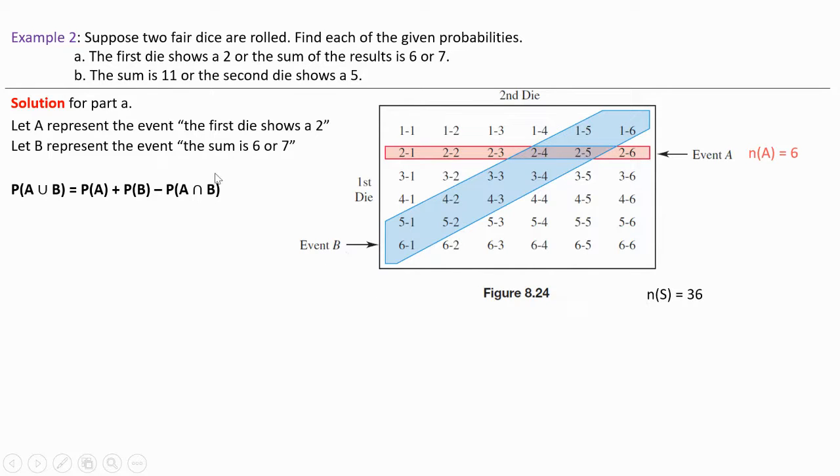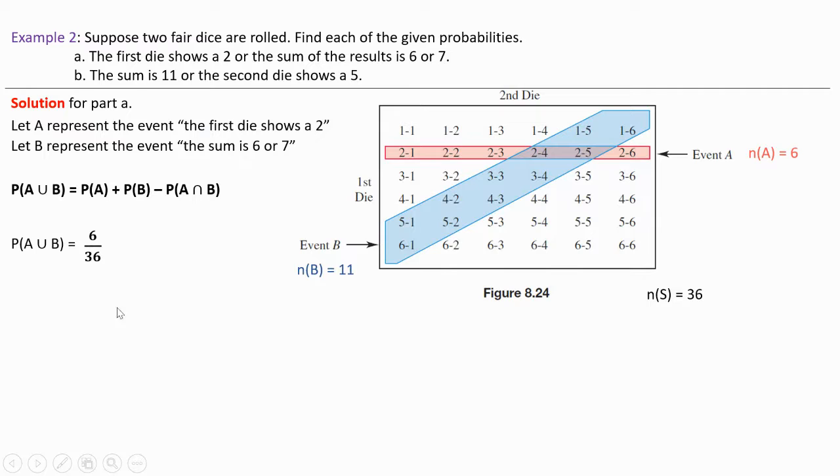Now, event B is the sum is 6 or 7. All these have a sum of 6, and the ones here on the bottom are all 7. How many are there? There's 1, 2, 3, 4, 5, 6, 7, 8, 9, 10, and 11. So the probability of event B is 11 over 36.